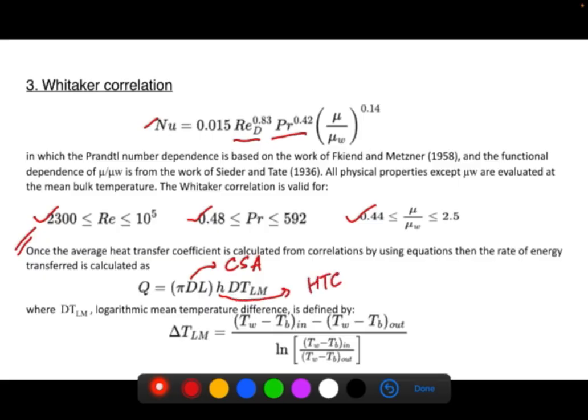H is the heat transfer coefficient, D is the diameter, and delta T_LM is the logarithmic mean temperature difference between the wall temperature and bulk temperature, and it is given by delta T_LM equals (Tw minus Tb of inside minus Tw minus Tb of outside) upon log of (Tw minus Tb of in upon Tw minus Tb of out).